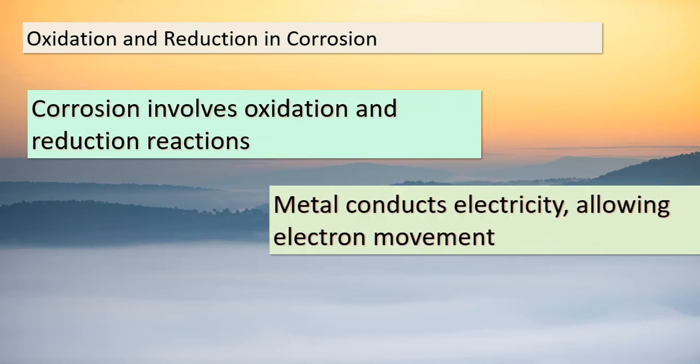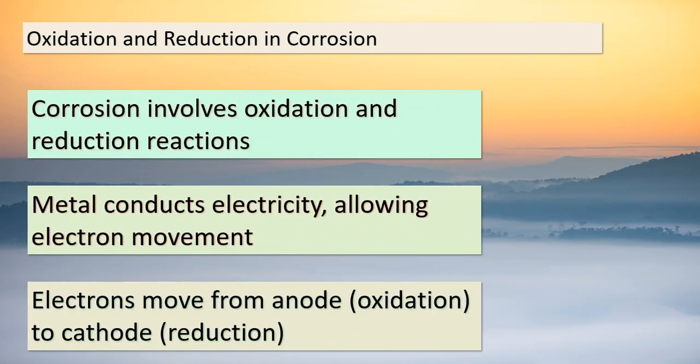Hello again, young minds. Now, let's unravel the science behind the corrosion process. Corrosion isn't just a random phenomenon, it involves structured chemical reactions. These reactions encompass oxidation and reduction processes. Here's where things get interesting.